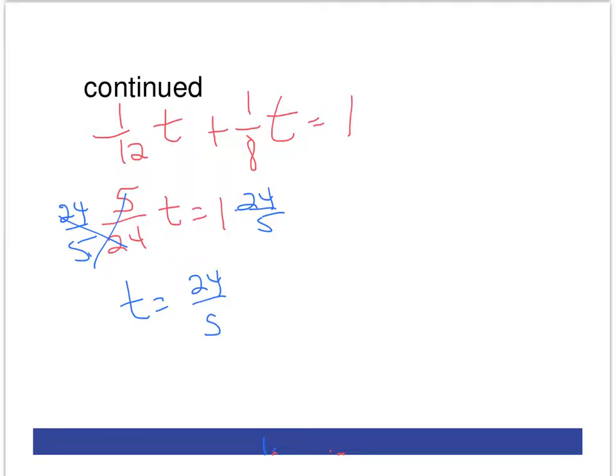So 5 goes into 24 4 times with a remainder of 4. So it's going to take them 4 days and almost all of another day. That makes sense. So we are done. Okay, so it takes 4 4/5 days to paint the house together.